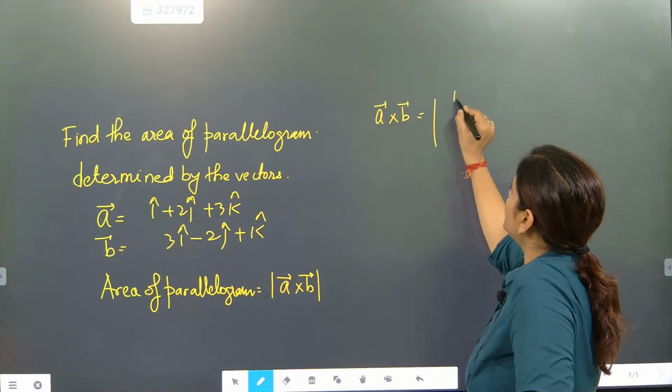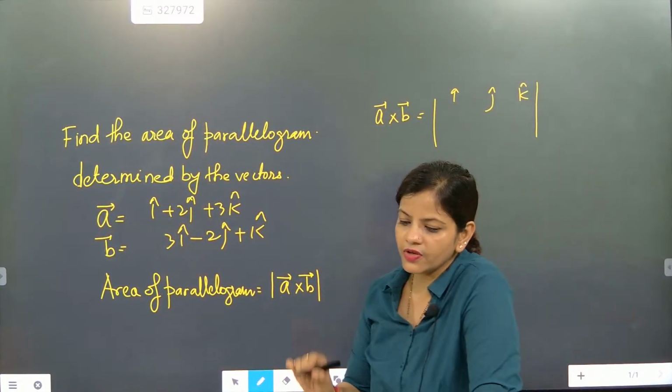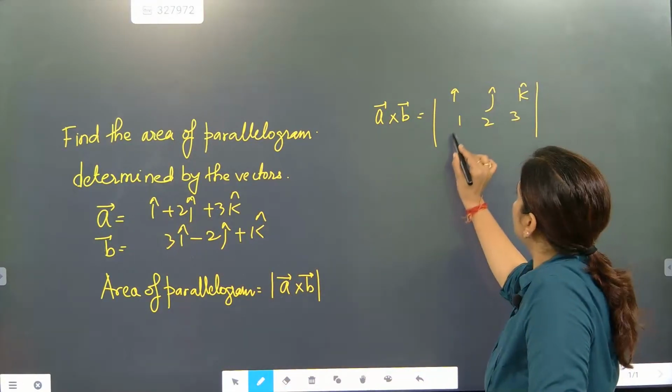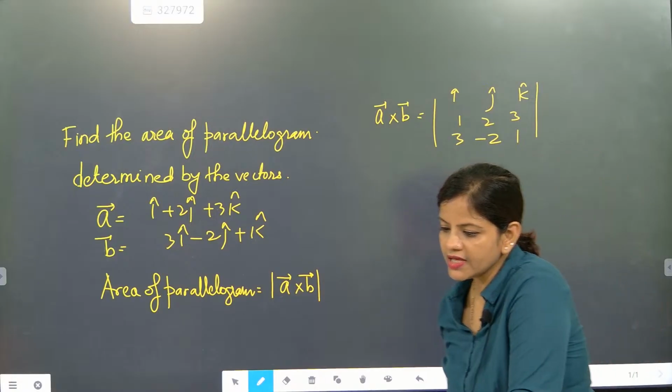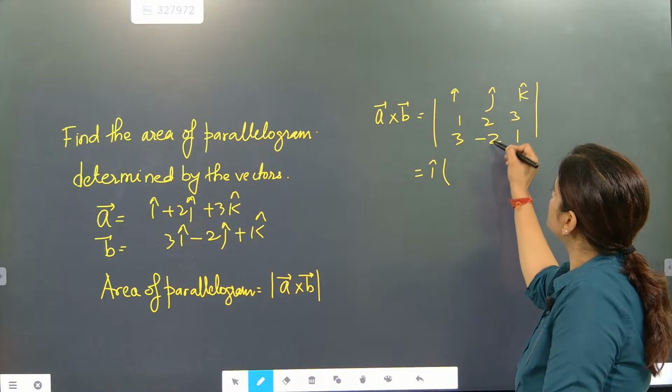So find A vector cross B vector. So beta for that what you are going to write I, J and K. Done? So now when you are writing I, J and K, this part is 1, 2, 3. 3, minus 2 and 1. Done? So what it is coming as? Check this one out. It is coming I. This part is 2 plus 6.